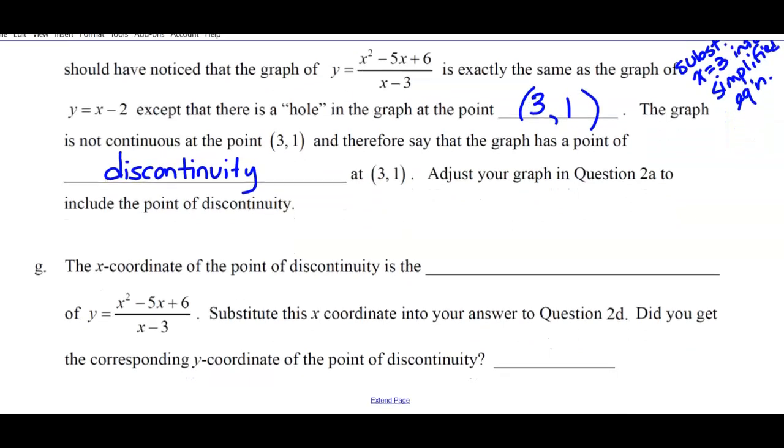Okay? Quiet, please. The x-coordinate of the point of discontinuity is the non-permissible value of the original function. Substitute this x-coordinate into your answer to question 2D. Did you get the corresponding y-coordinate of the point? Yeah, because that's how you do it.